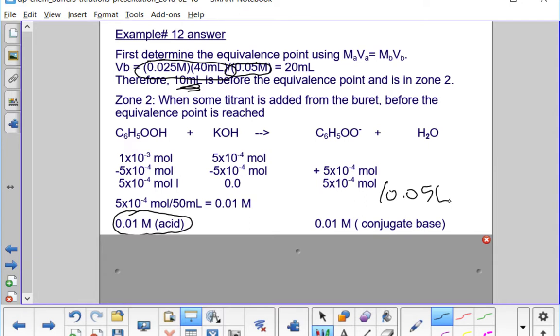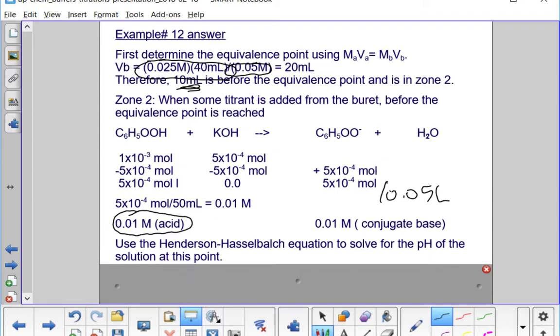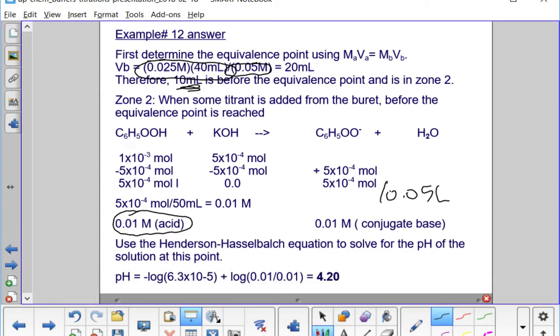Then, because I have a buffer situation here, I use the Henderson-Hasselbalch equation to solve for the pH. The pH is the pKa, or the minus log of the Ka, given in the problem as 6.3 times 10 to the minus 5, plus the log of the base concentration over the acid concentration. And we get a pH of 4.20.